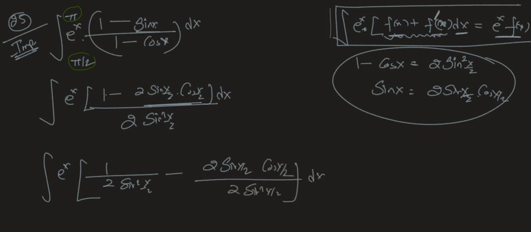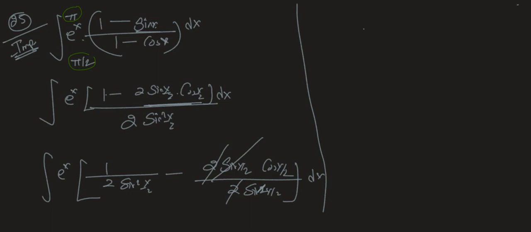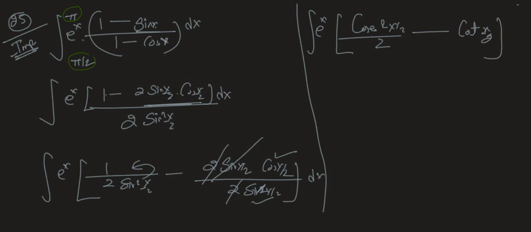Perfect. Now is anything cancelling? Here 2 and 2 cancel, and one power of sin will cancel. So here what we will get is 1 by 2 cosec square x by 2, because this will go up, minus what is left over here? Cos by sin, so it is nothing but cot x by 2 dx. Okay. Can you observe something?